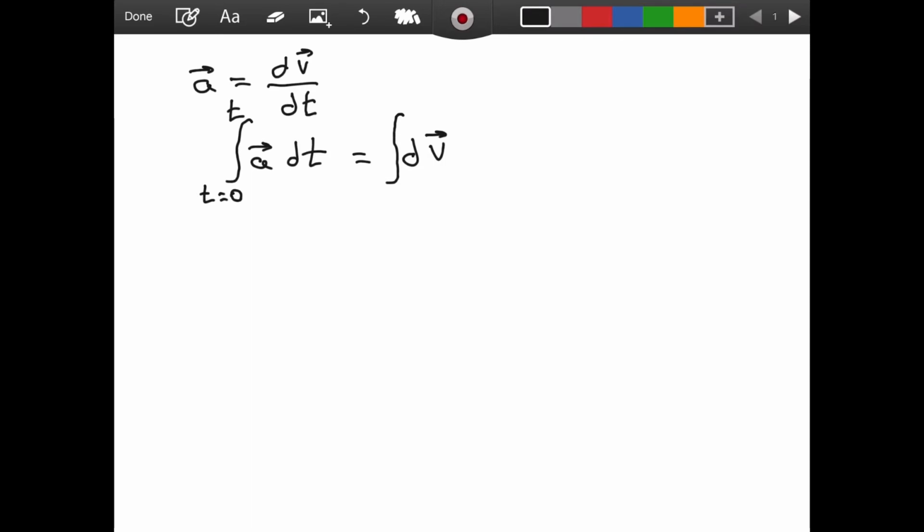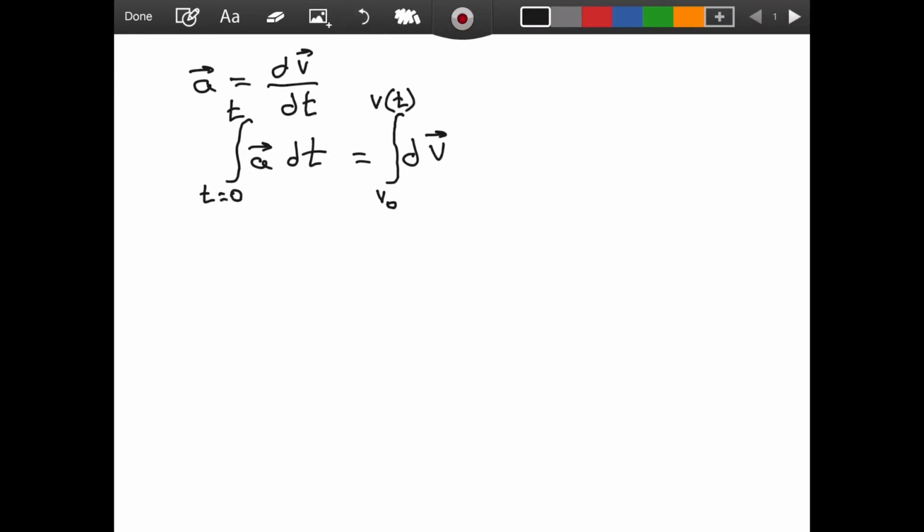On the right side, I will start with our velocity value at time equal to 0. This is our initial velocity, which I will call v0, and for the upper bound we will have vt, the velocity value at time equal to t. At any time, this is a general v, and this is the initial v.